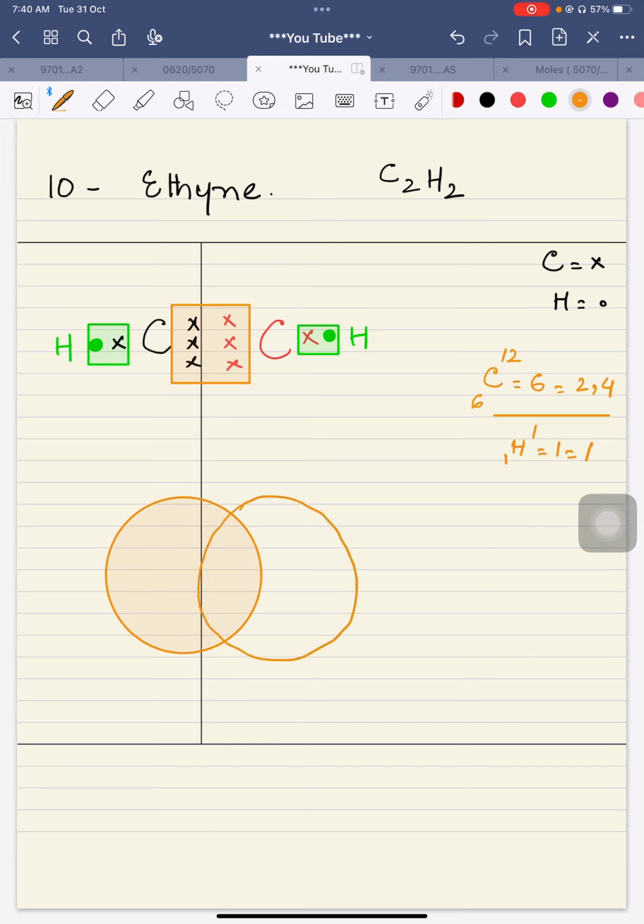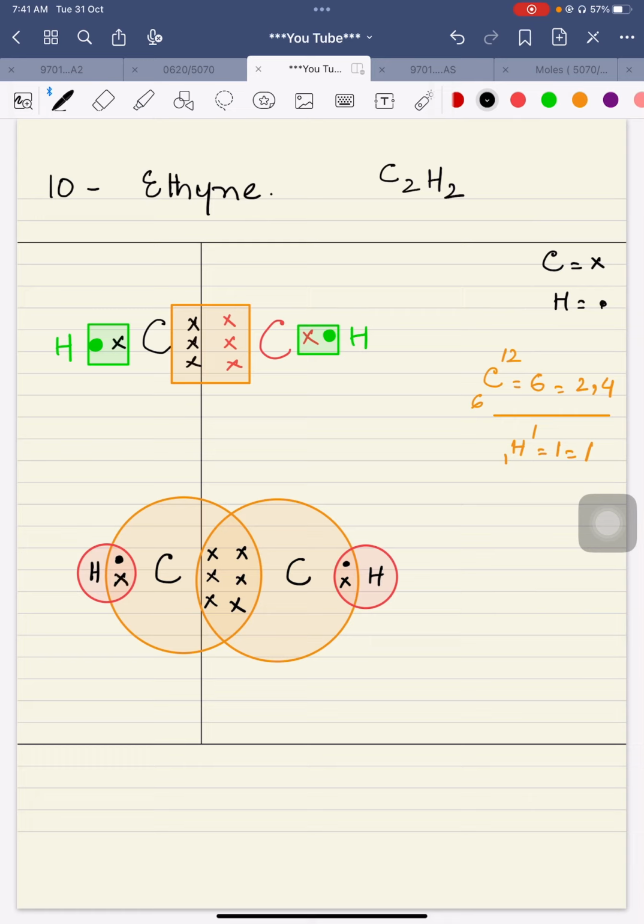Now there is a sharing region diagram which we have developed already, and this is called the overlapping diagram. So here we are going to write carbon, carbon, and both of the carbons are sharing 3 electrons with each other. Now this is the electronic shell for hydrogen, and there is one more hydrogen with the other carbon atom as well, and this is the dot and cross for hydrogen and carbon atoms. Dots are for hydrogen atoms.